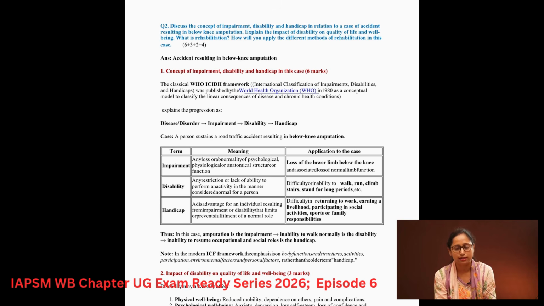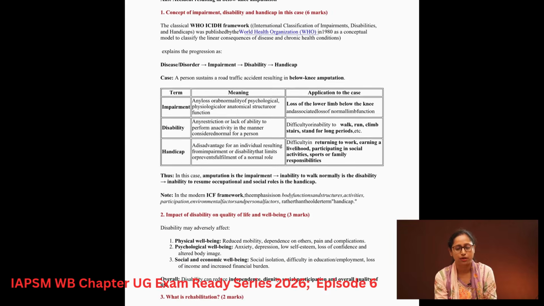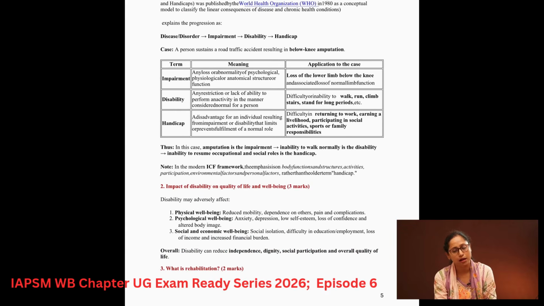In the modern ICF framework, the emphasis is on the body function and structure, activity, participation, environmental factors and personal factors rather than the older term handicap. So, when we are writing the answer of these questions, please mention about the ICF framework also after you have explained those terms. The second part was impact of disability on quality of life and well-being in 3 marks.